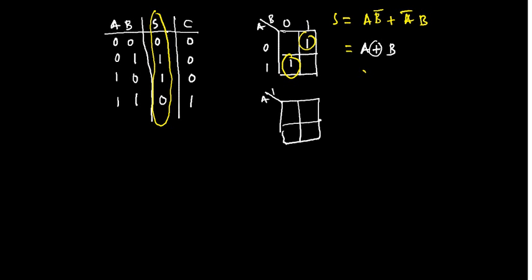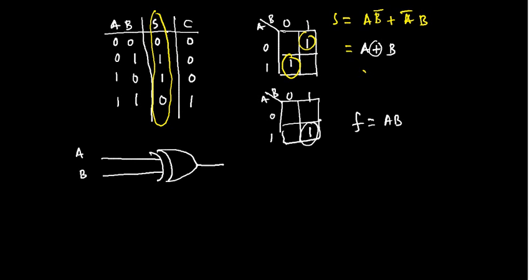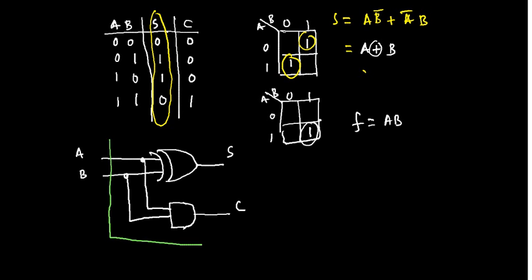So A B, 0 1 0 1, carry is 1 only here. What is the expression here? A B. With only an AND gate and one XOR gate you can implement 2-bit addition. So the realization would be an XOR gate, which will take two inputs A and B, and that will give you the sum. The same two inputs given to an AND gate will give you the carry. So this is the circuit which is inside your 2-bit adder.